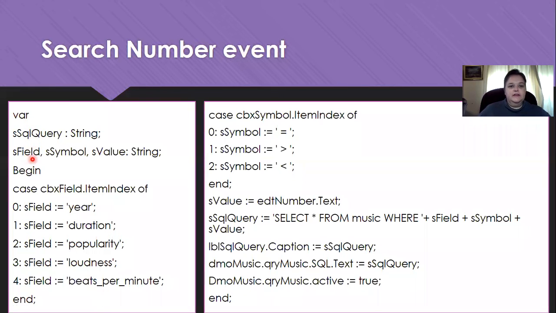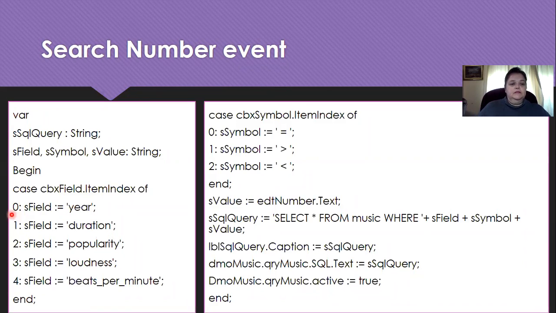Then, as I've said in the previous one, I wanted an S field, S symbol, and S value. And here, we're going to use a case statement. So how do I write my case statement? Here's a bit of grade 10 revision for you. Make sure you know how to do your case statements. CBX field dot item index of, then I'm going to have 5 fields. Remember, case statements and radio groups all start counting from 0.